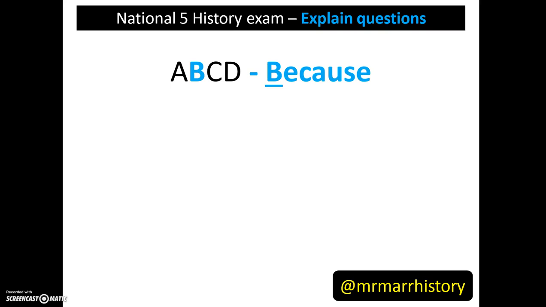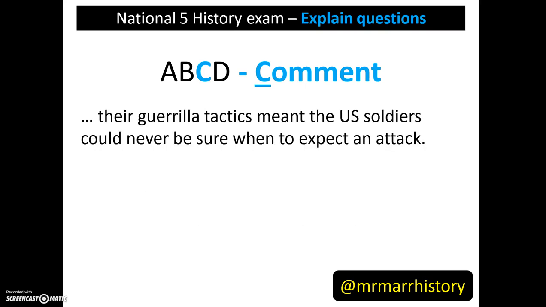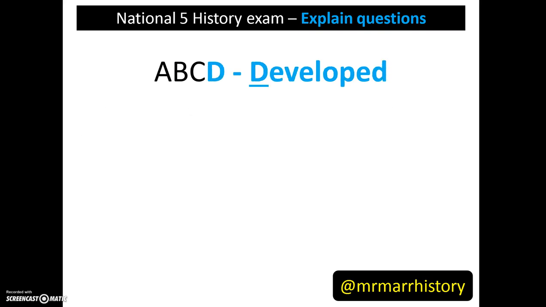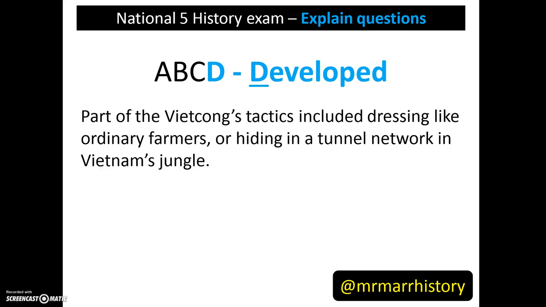Then, using our ABCD method, we simply write the word because. And then, using our ABC, we make our comment. We explain that guerrilla tactics meant that US soldiers could never be sure when to expect an attack. In other words, we have explained why they were unable to win the war, not simply identified the reason. We can also gain a further point by developing this, by producing a piece of additional examples or detail to support the point just made. In this case, we've identified the specific tactics that the Viet Cong used, which would obviously have caused problems for the Americans.